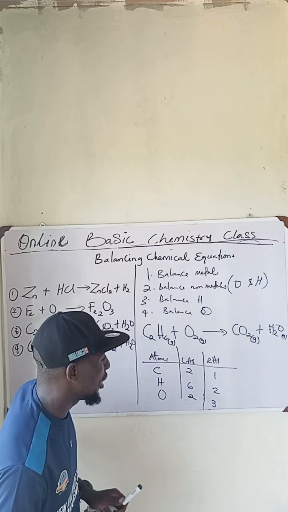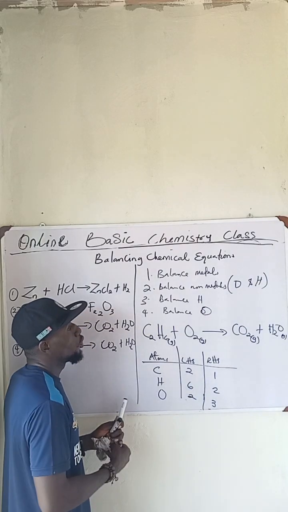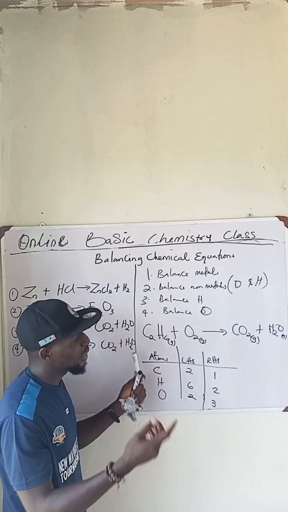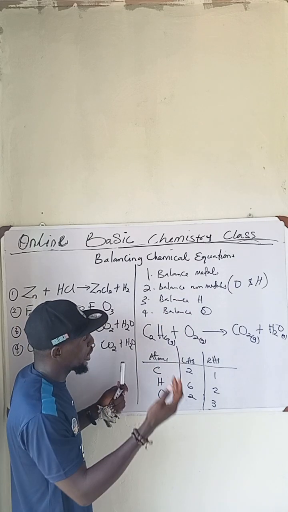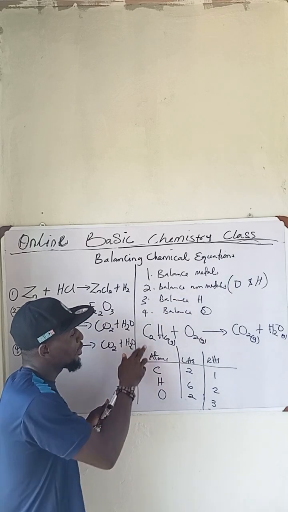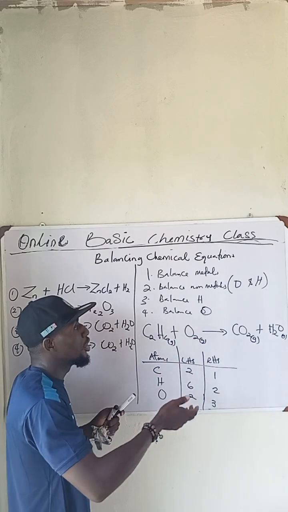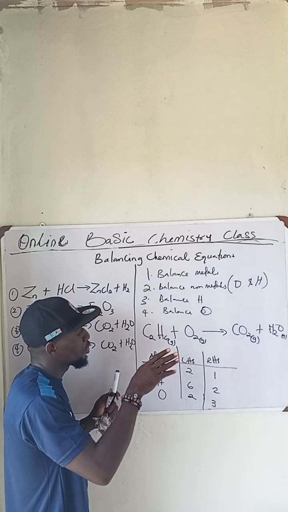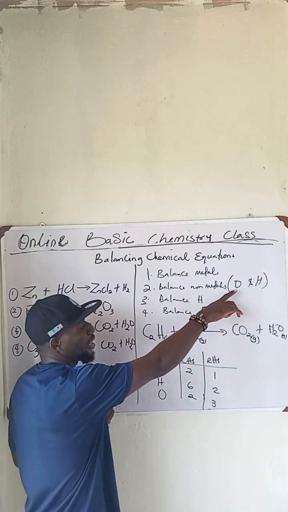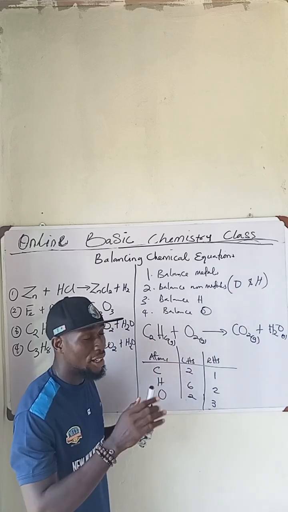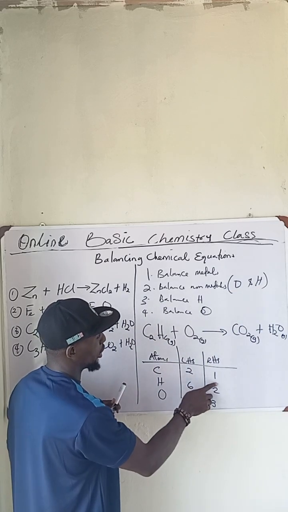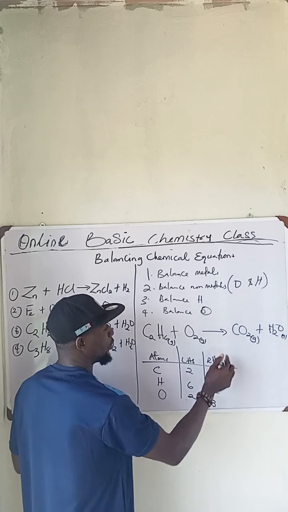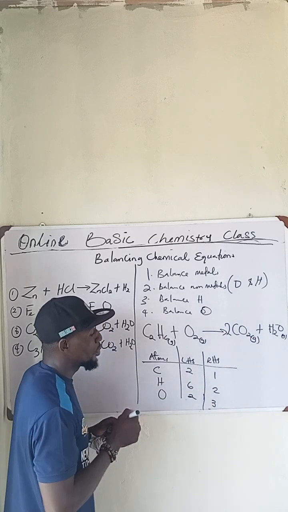Exactly. So according to our rule, we balance metals first. Is there any metal here? No. So balance non-metals. Which non-metal is here? We have carbon, we have hydrogen, we have oxygen. So we have to balance carbon because the rule says we should balance non-metals except for oxygen and hydrogen. Is that clear? So go to carbon. Is carbon balanced? Carbon is 2 here and 1 here. So I go to this side where it's not balanced and increase here to 2. So my carbon is now 2.